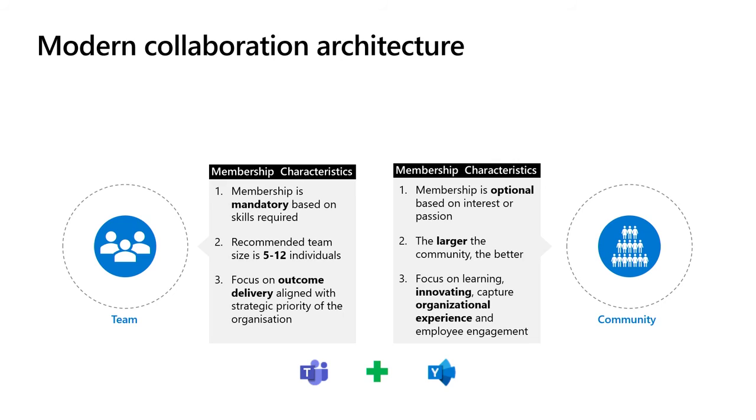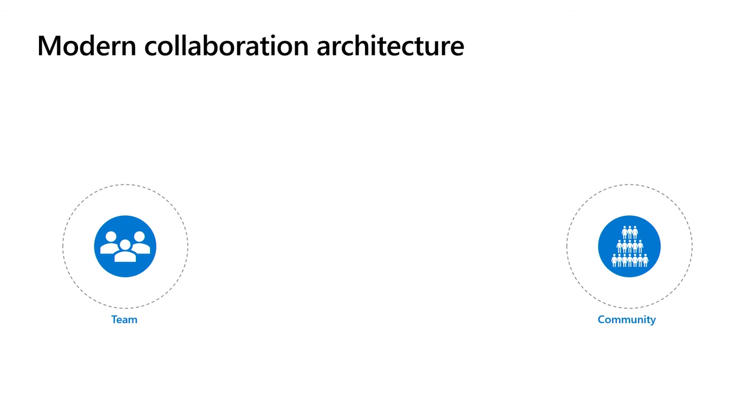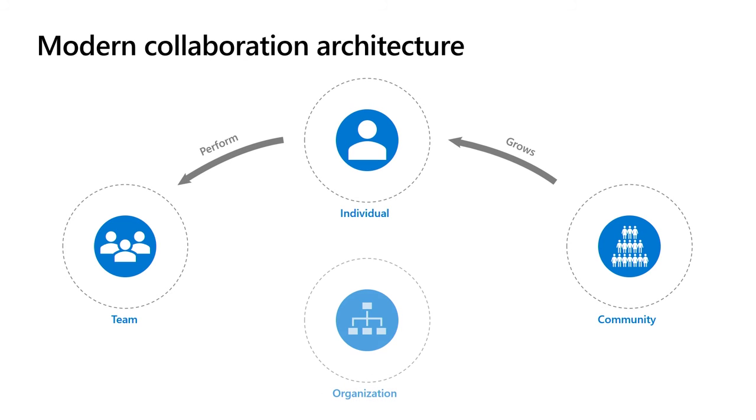So they are really focused on delivery, whereas a community is really focused on learning, on innovating, about capturing employee experiences and creating engagement across the organization. So it is not really a Teams or a community conversation. Teams and Yammer both play a very important part of an organization's dynamic ecosystem. So we have looked at teams, individuals, and communities.